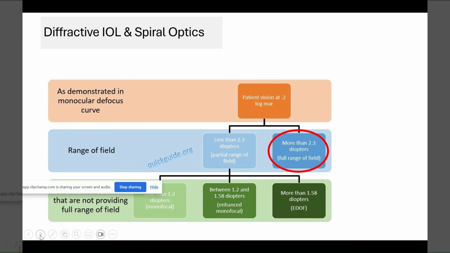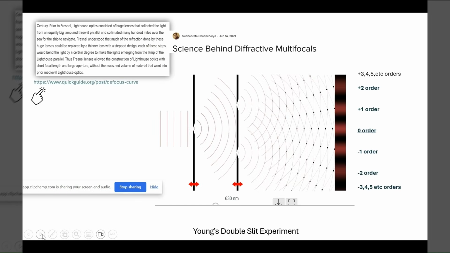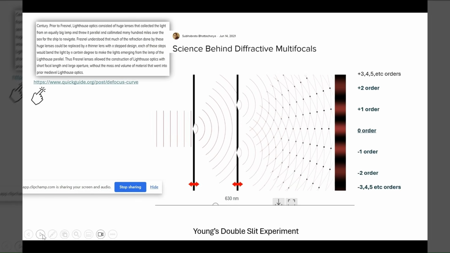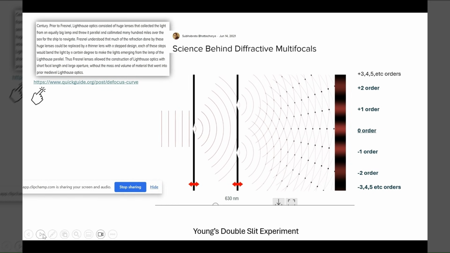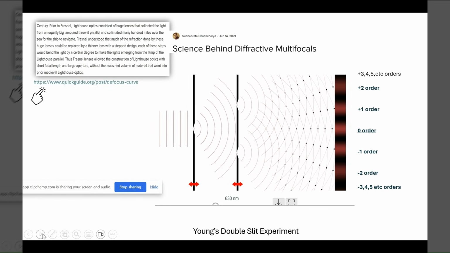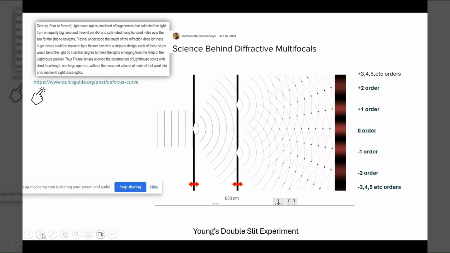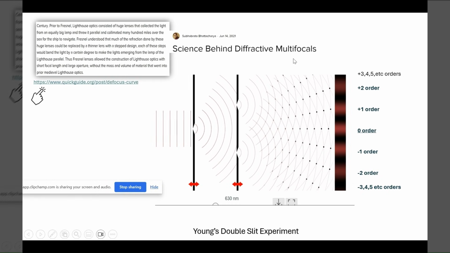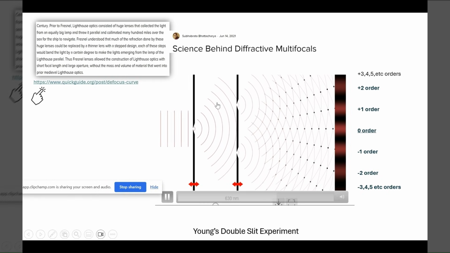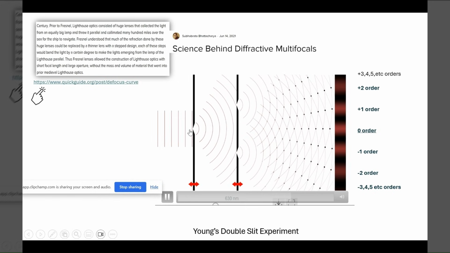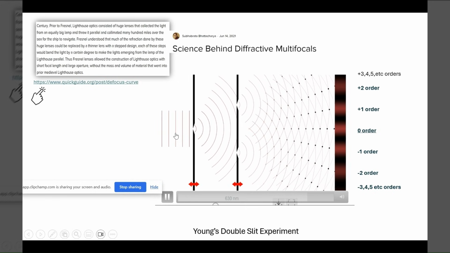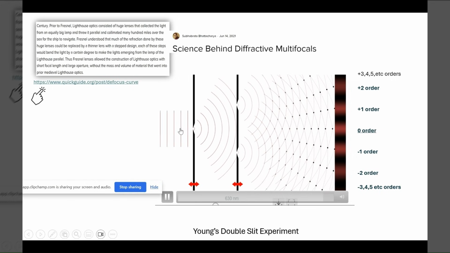Right. So now let's focus on lenses that give a full range of vision, more than 2.3 diopters. In this, we have the trifocal IOLs and the recently launched Rayner spiral optic lens. In the article Science Behind Diffractive Multifocal IOLs, I have explained how light behaves and what happens to light when it goes through a small opening.